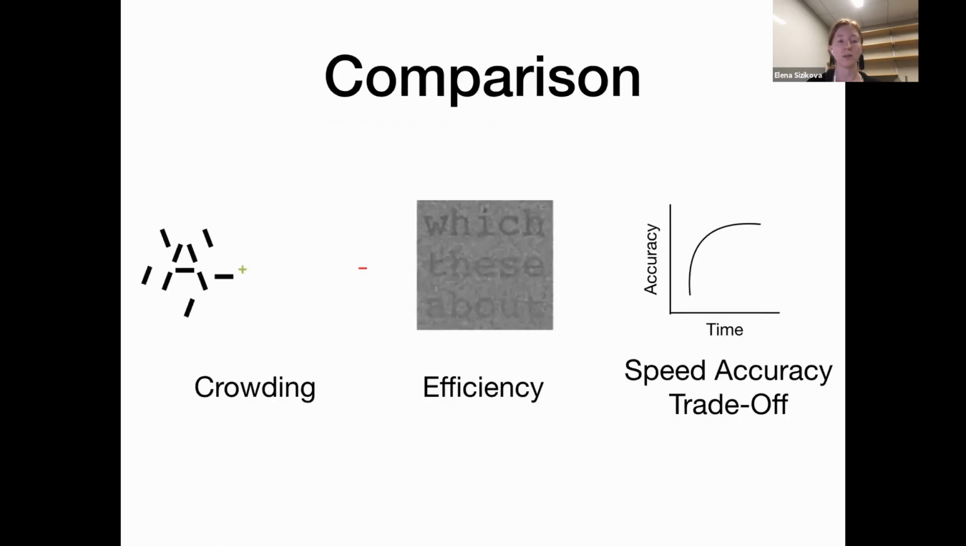Next, we looked at three known phenomena of the human visual processing pipeline and investigated if the neural network model exhibits similar patterns. We focus on crowding, the inability to recognize a target that is surrounded by clutter; efficiency, the performance when presented with noisy input; and speed-accuracy trade-off, performance when presented with a limited computational budget.